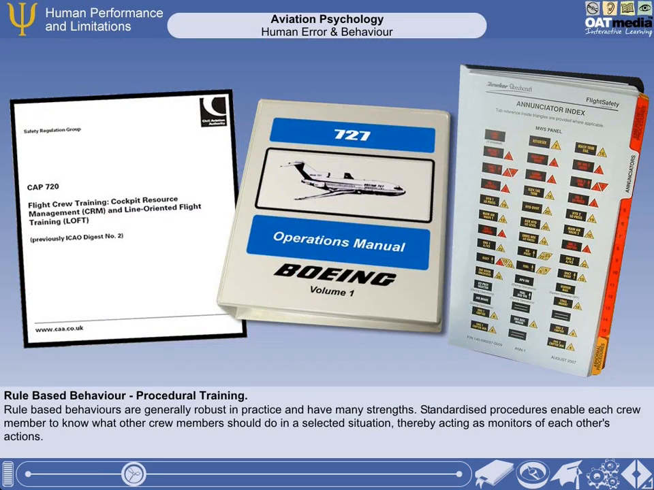Rule-based behaviours are generally robust in practice and have many strengths. Standardised procedures enable each crew member to know what other crew members should do in a selected situation, thereby acting as monitors of each other's actions.